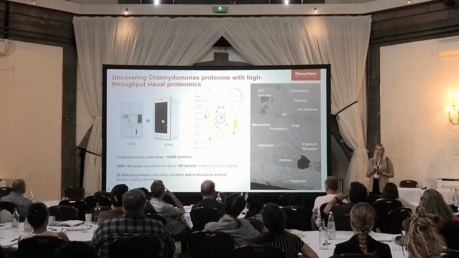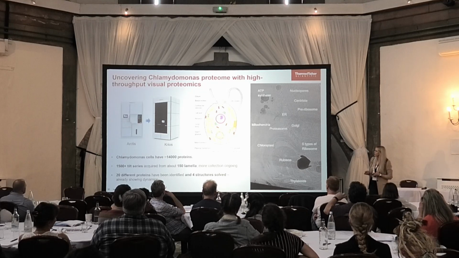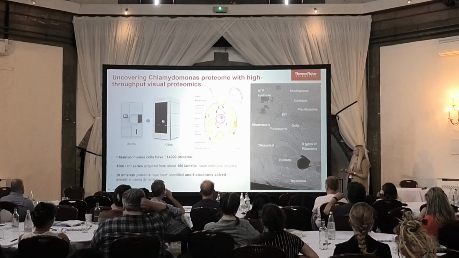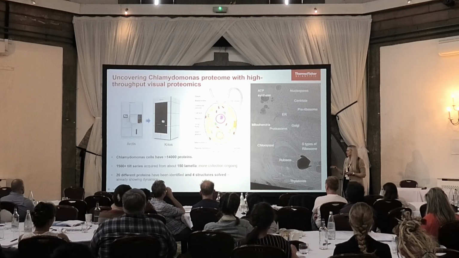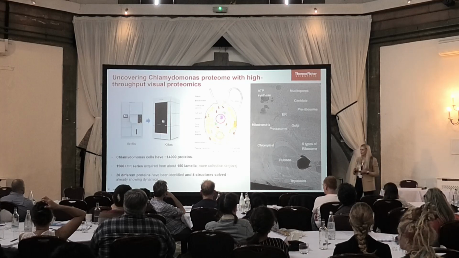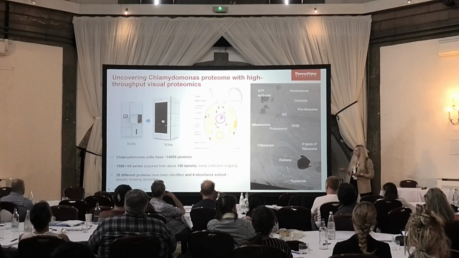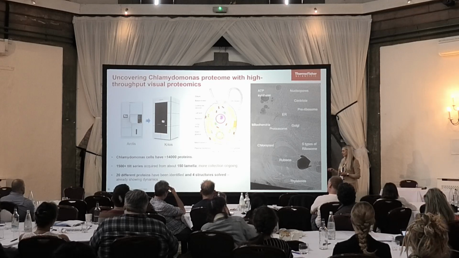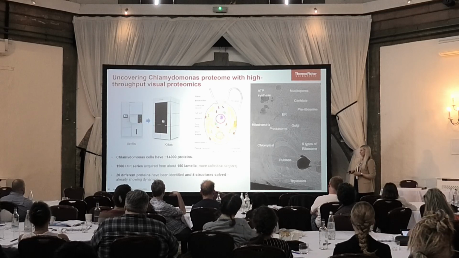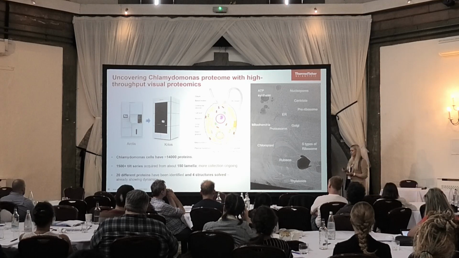And here's one collaborative project that I would like to highlight. We would like to look into the Chlamydomonas proteome using high throughput visual proteomics. A Chlamydomonas cell has about 14,000 proteins. So there's a lot going on, and we wanted to see how many of them we can identify and solve structures of. We collected over 1,500 tilt series from about 150 lamellae, with more collections still ongoing. And from this work, we identified so far 20 different proteins and solved 4 different structures.